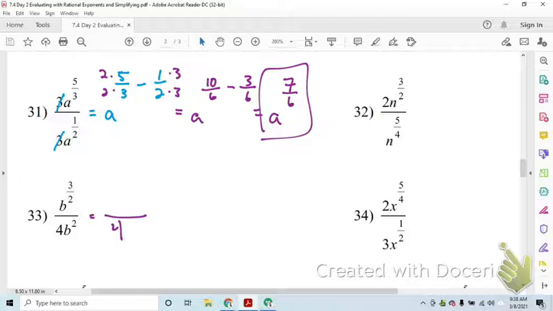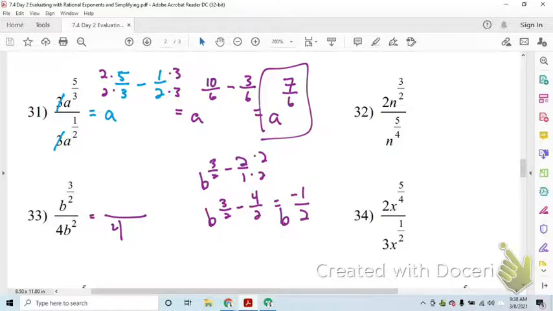Now, I still have to deal with the b. So this would be b to the 3/2 minus 2. Now, 2 is a fraction, it's 2 over 1. We have to multiply that by 2 over 2. So it's technically b to the 3/2 minus 4/2. Now, what is 3 minus 4? That is -1. Keep the 2 there. So since this would actually be b to the -1/2 power, what I'm going to do is put b to the 1/2 power down here, and that takes care of the negative exponent.